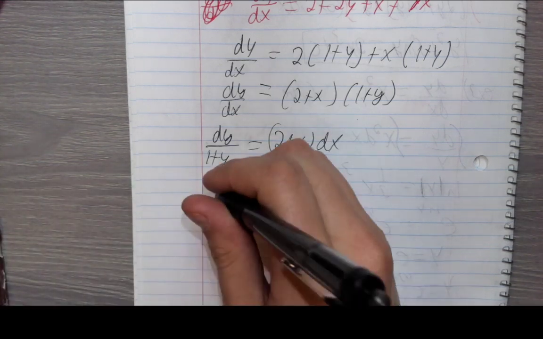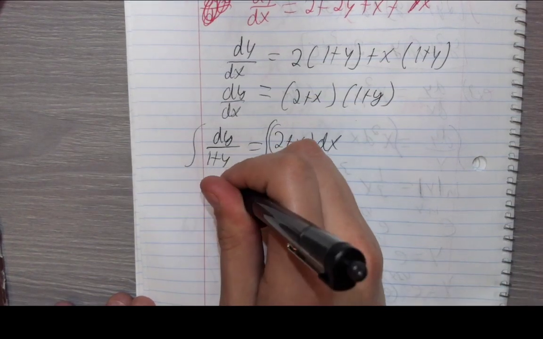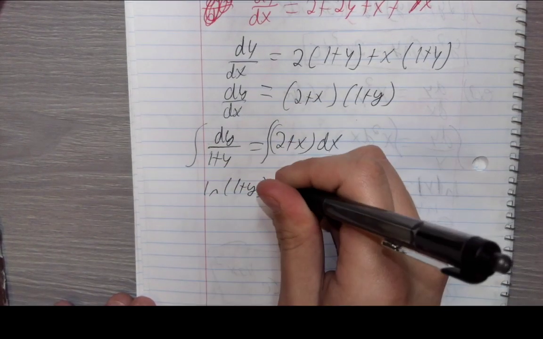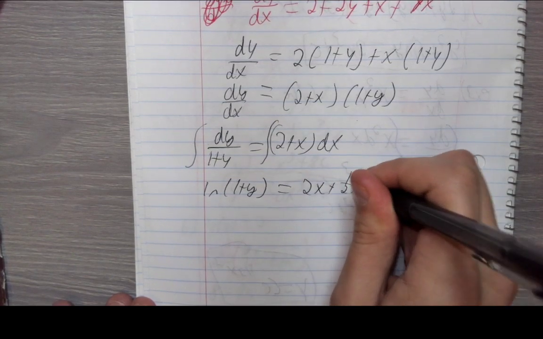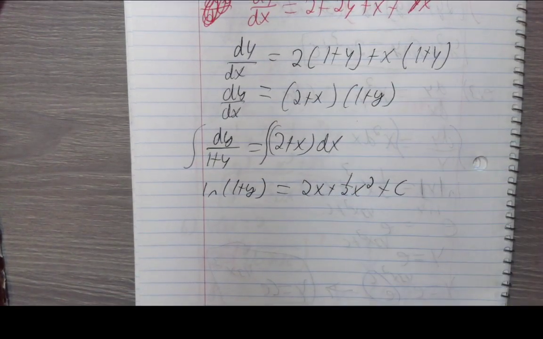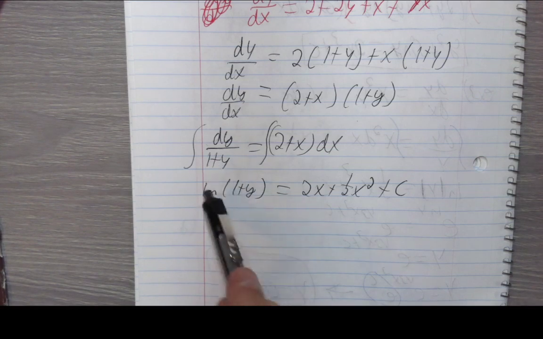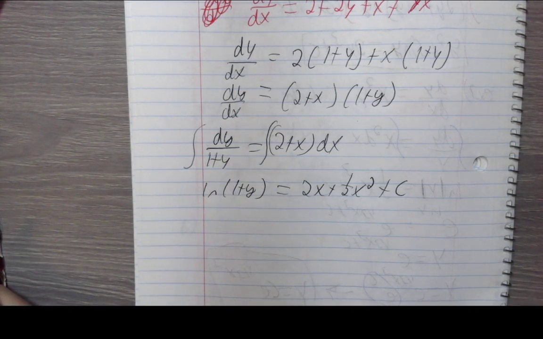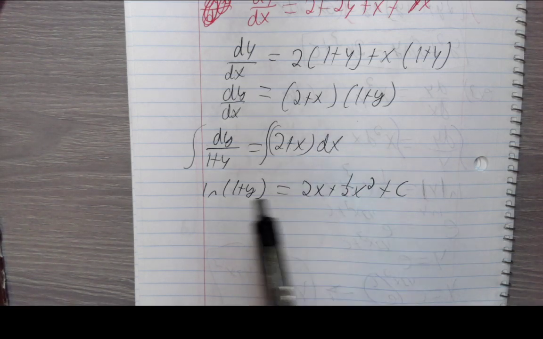Okay, and then I can take the integral of both sides, and I get natural log of 1 plus y is equal to 2x plus 1 half x squared plus c. So the integral of 1 over 1 plus y is the natural log of 1 plus y. Integral of 2 is 2x. Integral of x is 1 half x squared, and then plus c.